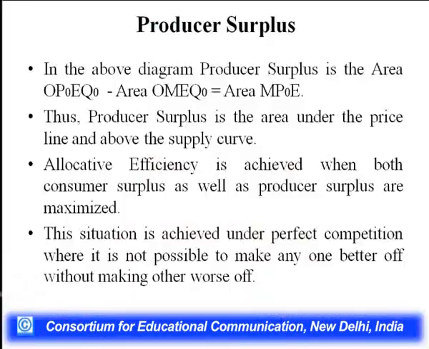If we go into the details of producer and consumer surplus, we would also come across a very important concept known as allocative efficiency. Allocative efficiency is achieved when both consumer surplus as well as producer surplus are maximized, and this situation is achieved under perfect competition, where it is not possible to make anyone, either consumer or producer, better off without making others worse off. So, this is a very ideal situation where both producer and consumer surplus are maximized, and this analysis is possible mainly because of the knowledge of demand, supply and equilibrium price that has been discussed in our previous lectures. Thank you very much, and we will meet in the next series of lectures.